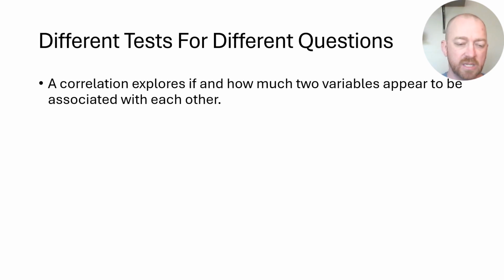Once again, a correlation looks at how much two variables are related to each other. It essentially answers three questions. Number one, are these two things related? Number two, how much are they related? And number three, in what direction are they related? For example, positively or negatively.